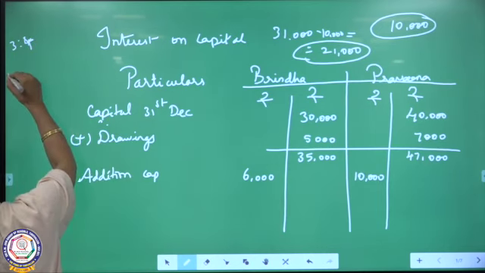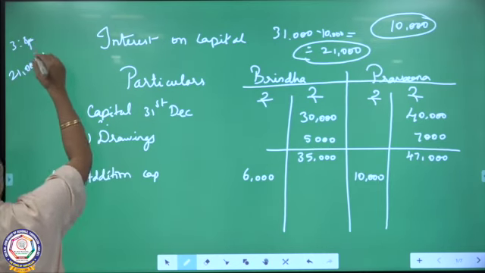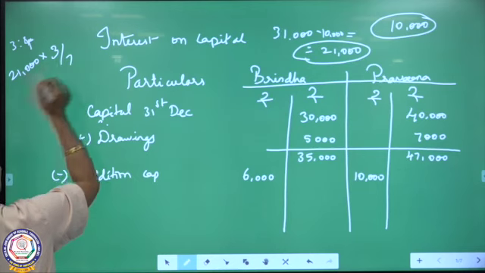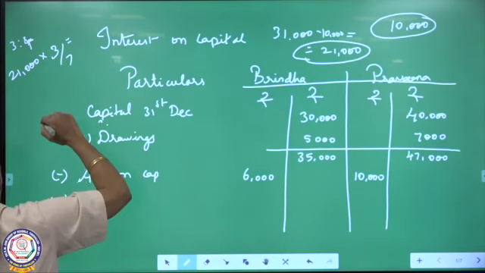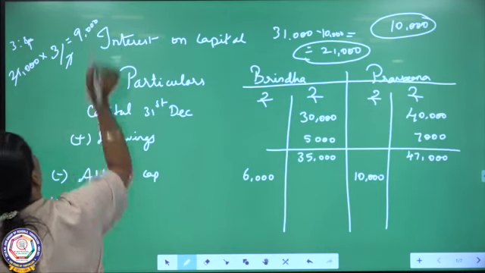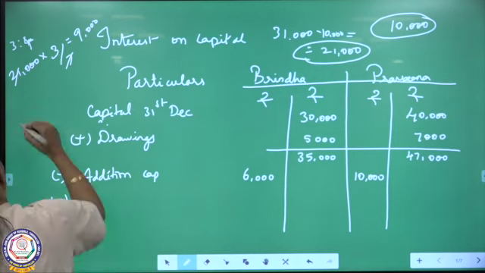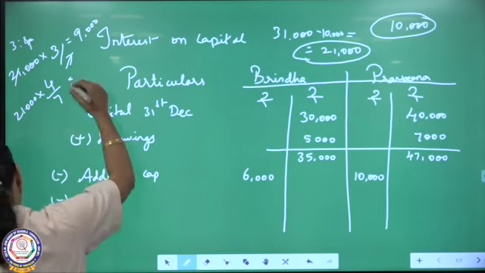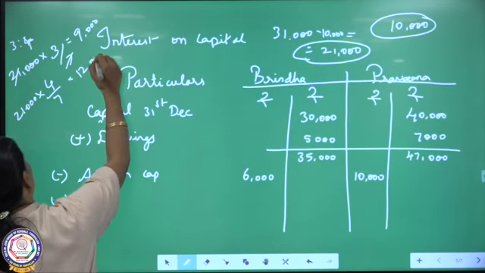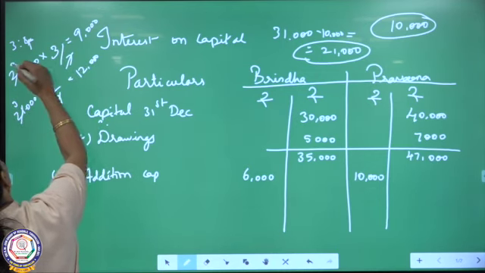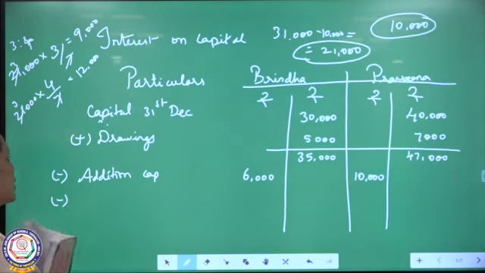What we should do? This 21,000 into 3/7. How did the 7 come? No, 3 plus 4, 7. Okay, you have to calculate. So, how much you will be getting? You will be getting 9,000. Okay, and then again 21,000 into 4/7. How much you will be getting? 12,000. Okay, so first you have to find out this and then only you have to write here.